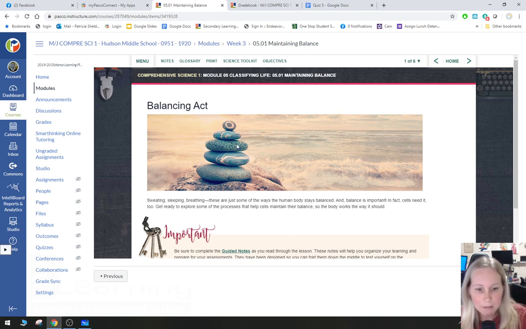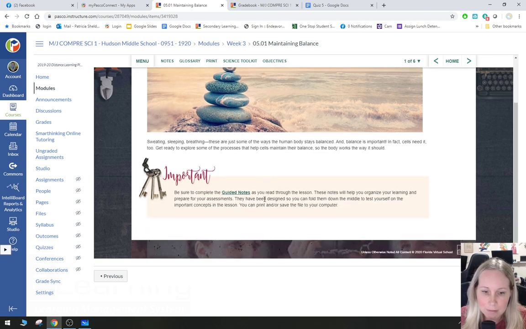So, balancing act. Sweating, sleeping, breathing. These are just some of the ways the human body stays balanced. And balance is important. In fact, cells need it too. Get ready to explore some of the processes that help cells maintain their balance so the body works the way it should. Okay, so in the beginning, we're learning about balance.